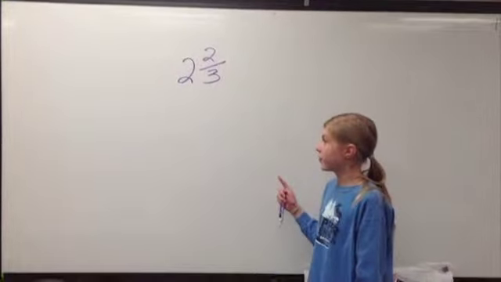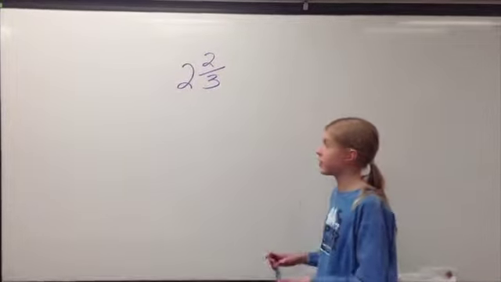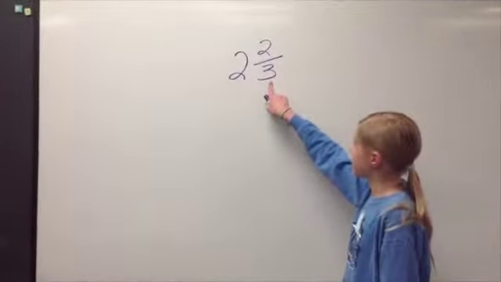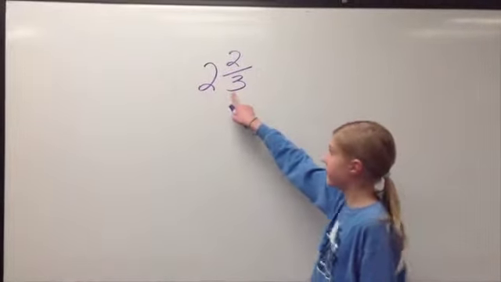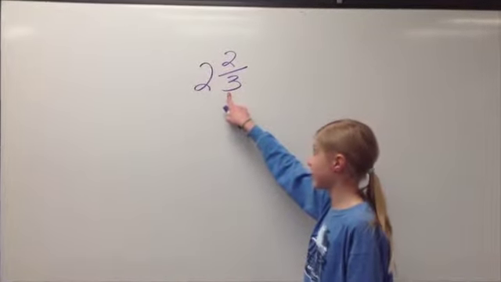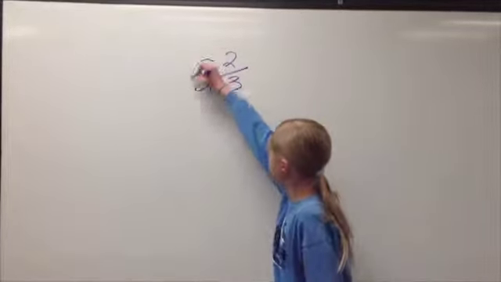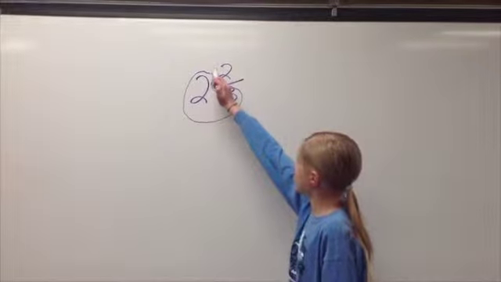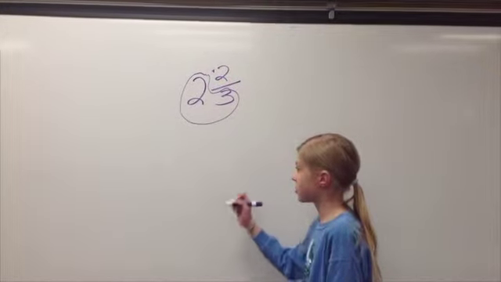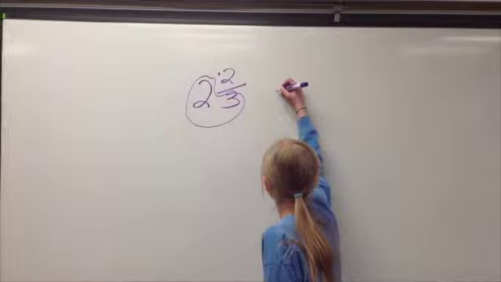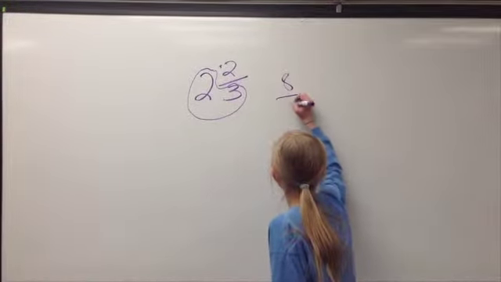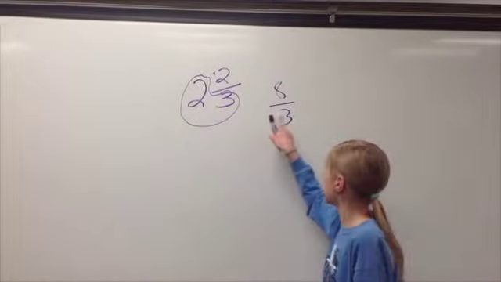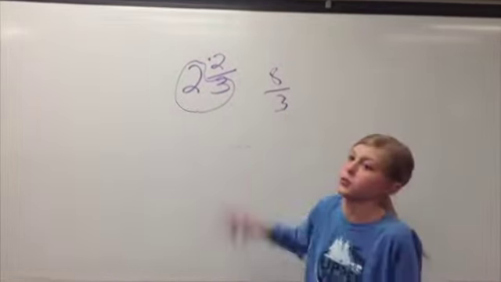When I convert mixed numbers into improper fractions, I multiply the whole number by the denominator. So 2 times 3 equals 6, and then I add 2, which means that the answer is 8/3, because you always keep the denominator the same. Good job.